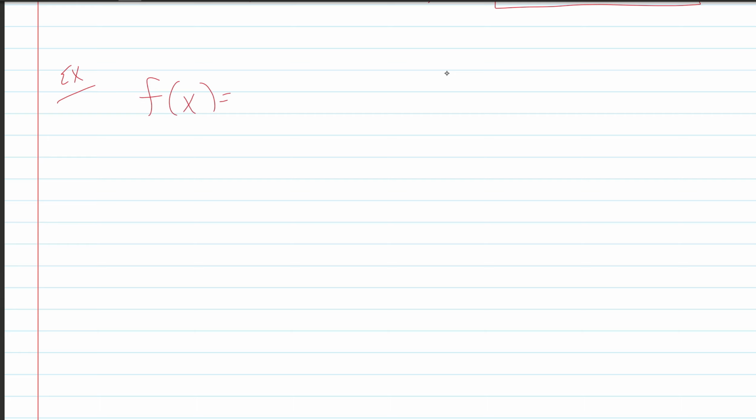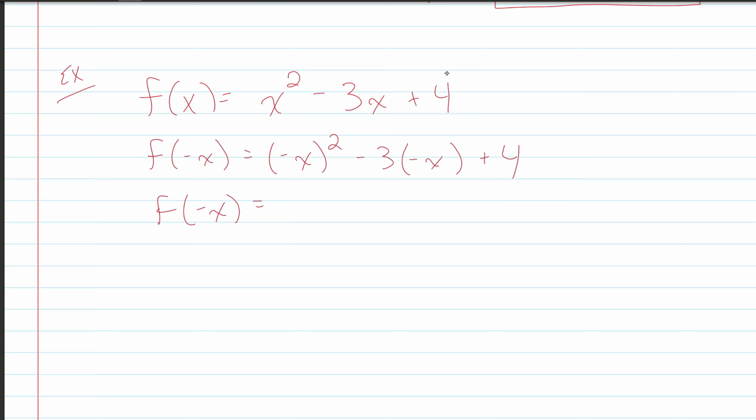Our third example is f of x equals x to the second power minus 3x plus 4. Plugging in a negative x everywhere we see an x in the function, we get negative x to the second minus 3 times negative x plus 4. f of negative x gets us negative x to the second. Thinking through it, a negative times a negative results in a positive. Here, a negative 3 times a negative x is a positive 3x. And we bring down the plus 4.